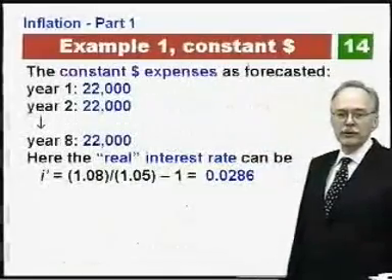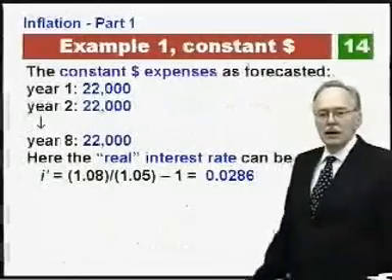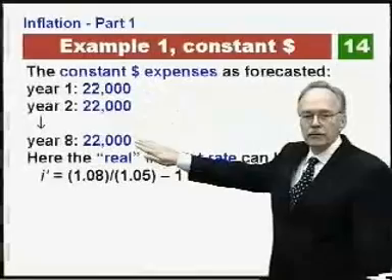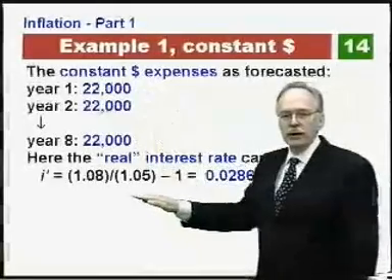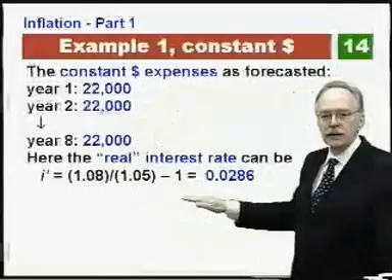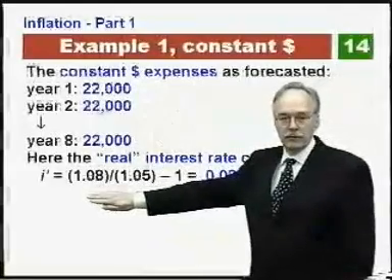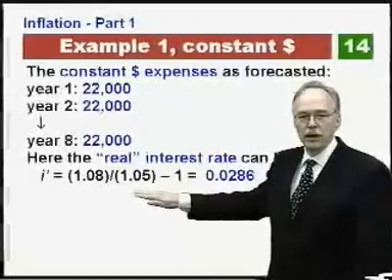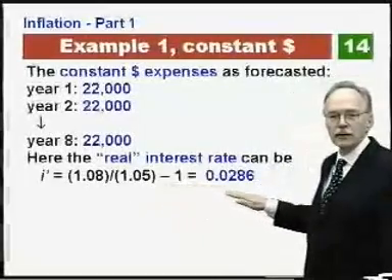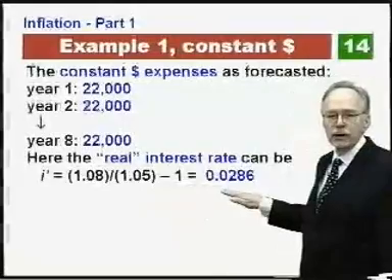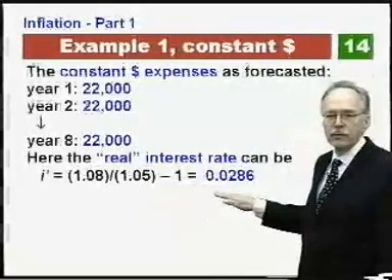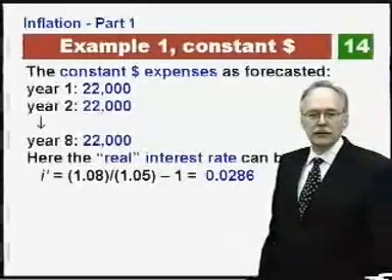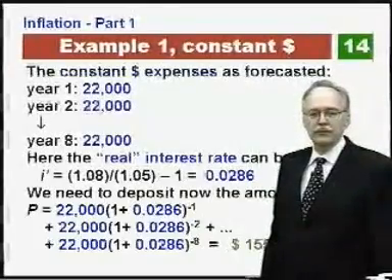Now let's work the same example using constant dollars. Well, the constant dollar expenses are just $22,000 per year. We can compute a real interest rate as follows. We can take the market rate factor divided by the inflation factor for this particular cash flow and compute a real interest rate that's 2.86%, or in decimal form, 0.0286.